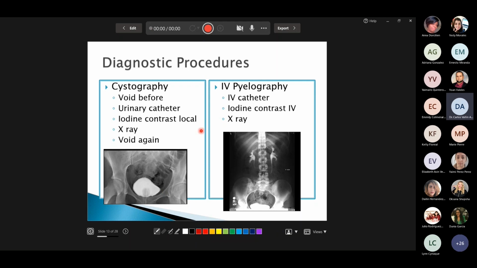There is an endoscopy of the urinary bladder. This other one is X-ray with iodine. In the endoscopy of the urinary bladder, they introduce an endoscope inside the urinary bladder, and they can take pieces of tumors, etc., for a study.